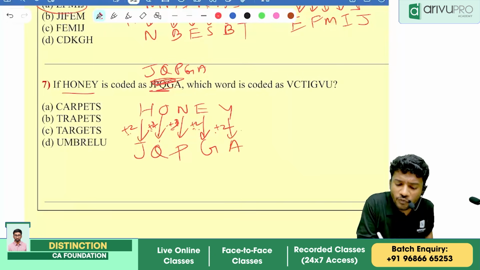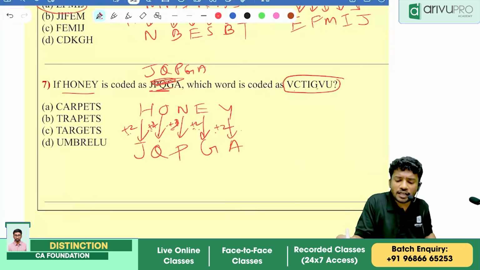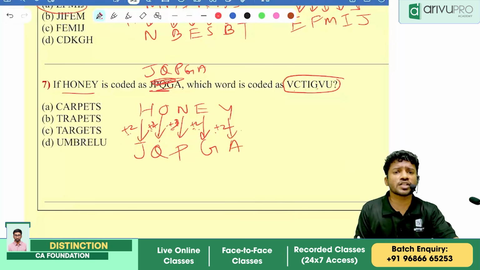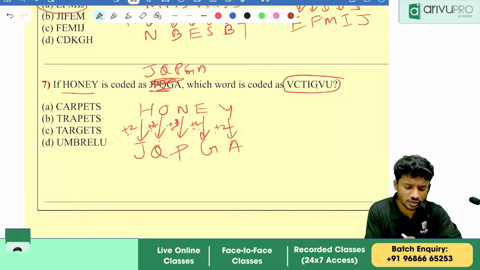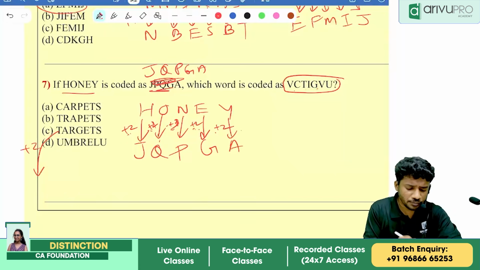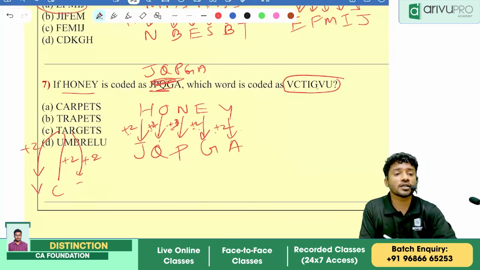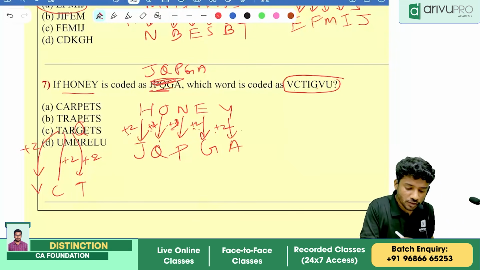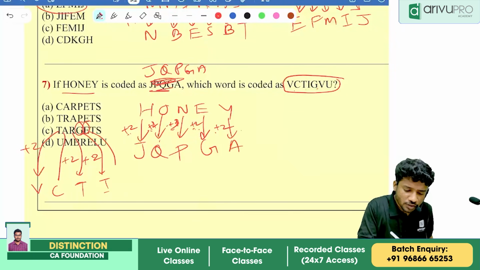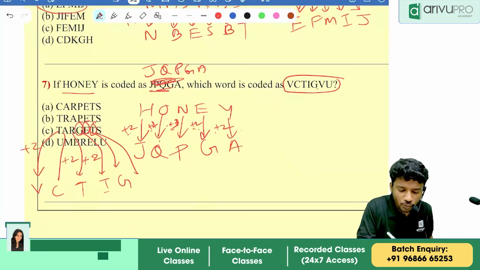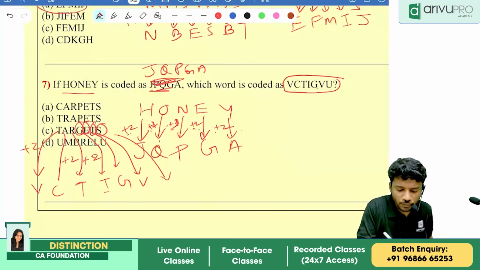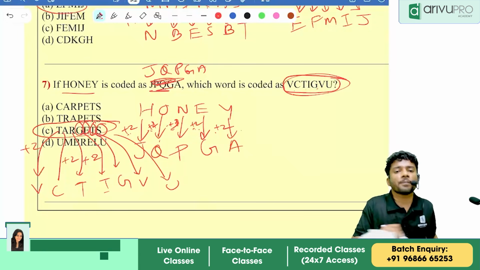Now you tell me which word is coded as V, C, T, I, V, G, V, U. Let us check this. Targets. Target we will check. T plus 2 is V. A plus 2 is C. R plus 2 is T. G plus 2: H, I. E plus 2: F, G. T plus 2: U, V. S plus 2: T, U. So this is the code. Which is the answer? Option C is the answer.